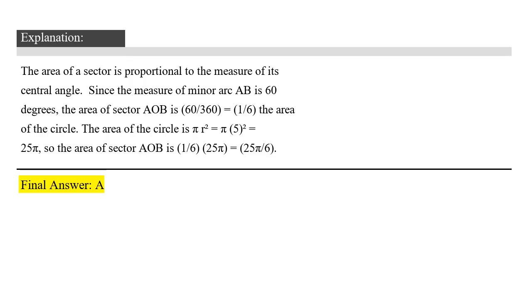The area of a sector is proportional to the measure of its central angle. Since the measure of minor arc AB is 60 degrees, the area of sector AOB is 60/360 = 1/6 the area of the circle. The area of the circle is πr² = π(5)² = 25π, so the area of sector AOB is 1/6 × 25π = 25π/6.